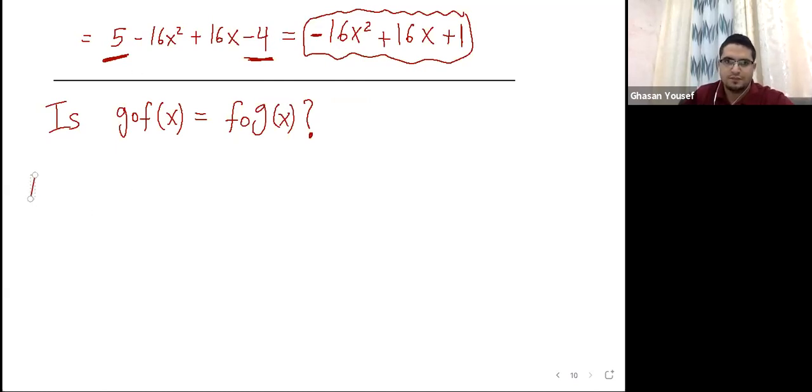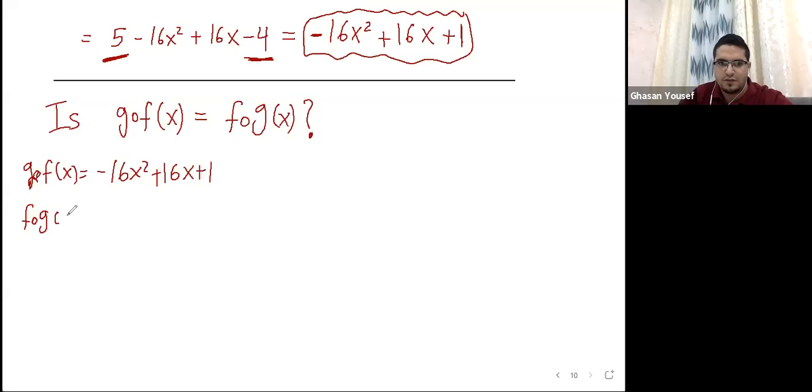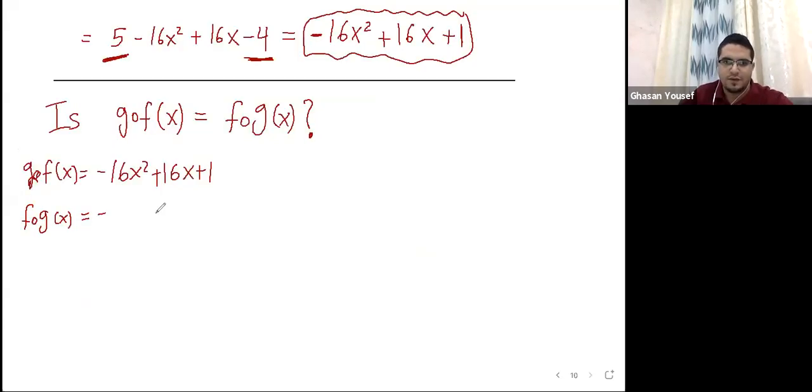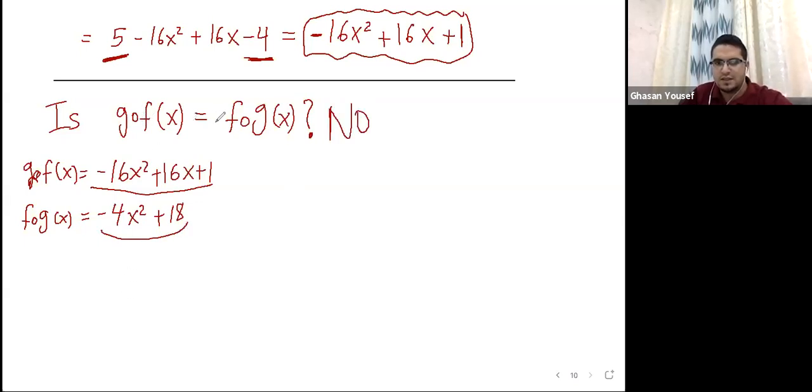So g circle f of x is the same as minus 16x squared plus 16x plus 1, and f circle g of x from before is minus 4x squared plus 18. So this function is not the same as this function, so the answer is no. So g circle f of x is not the same as f circle g of x.